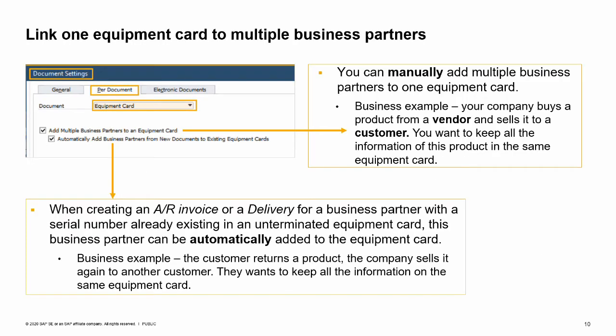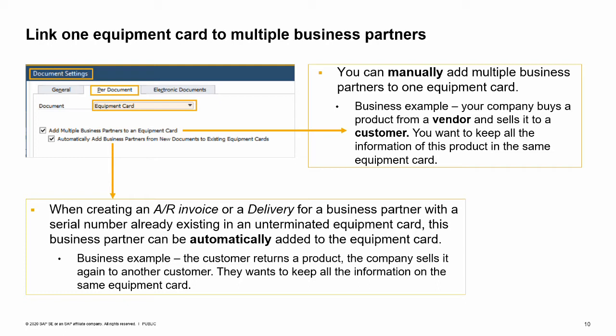In order to manually link one equipment card to a vendor and a customer, in Document Settings, per Document tab, Equipment Card, select the option, Add multiple business partners to an equipment card. This definition can be useful when your company buys a product from a vendor and sells it to a customer. You want to keep all the information, that is, master data, related transactions, service calls and contracts, of this product in the same equipment card.